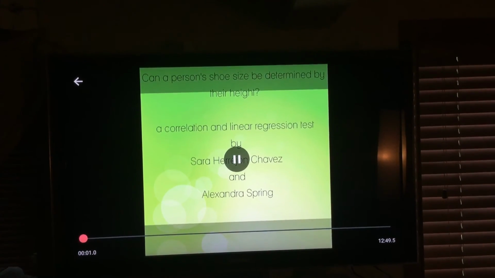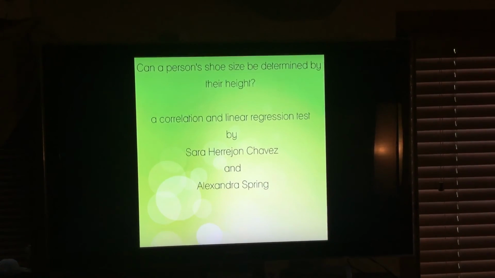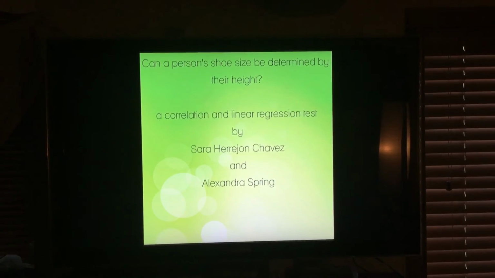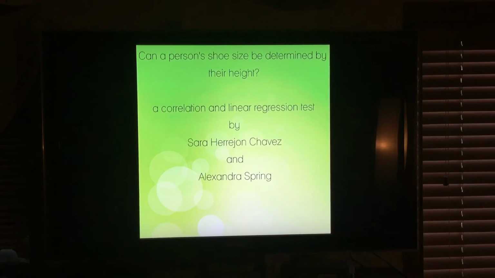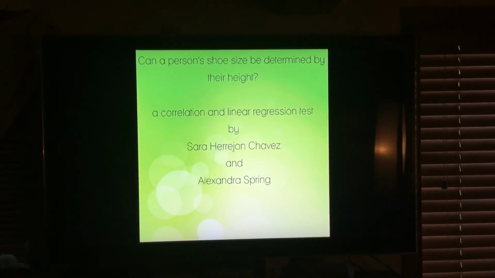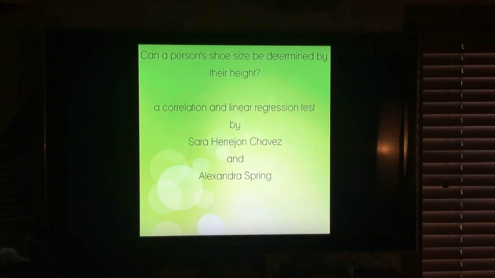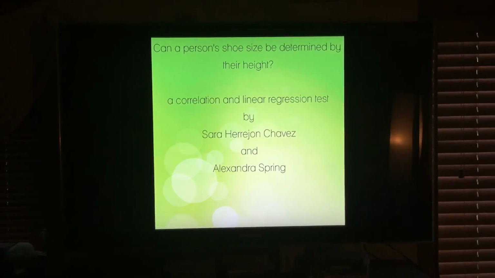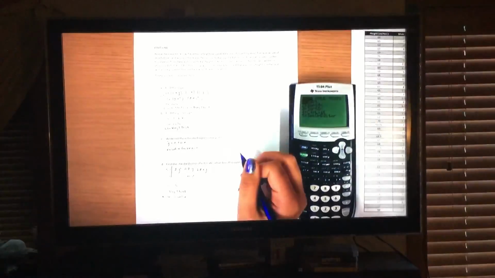We wanted to know if there was a significant correlation between a person's shoe size and their height, so we decided to conduct a correlation and linear regression test. To gather data, we asked my Facebook friends for their shoe sizes and heights, and 90 respondents gave us their information, so our problem is as follows.